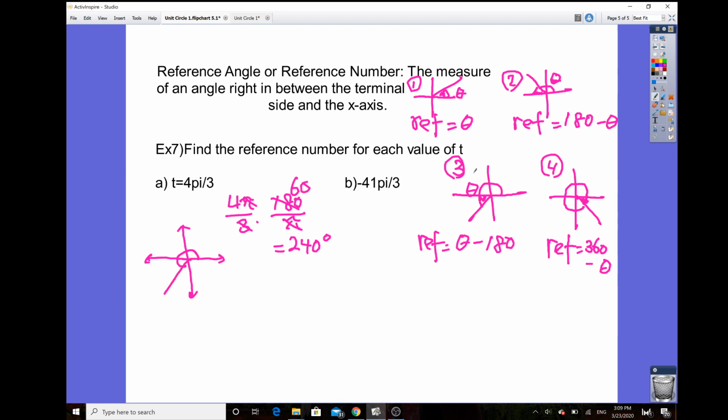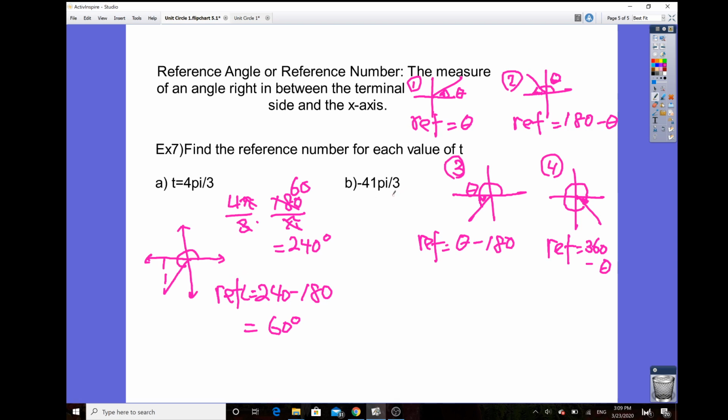So according to all the scenarios for the reference angle, it's case 3. That means 240 minus 180. So that means the reference angle is 60 degrees. Try to make the right triangle here. This one is another special right triangle, 30, 60, 90.